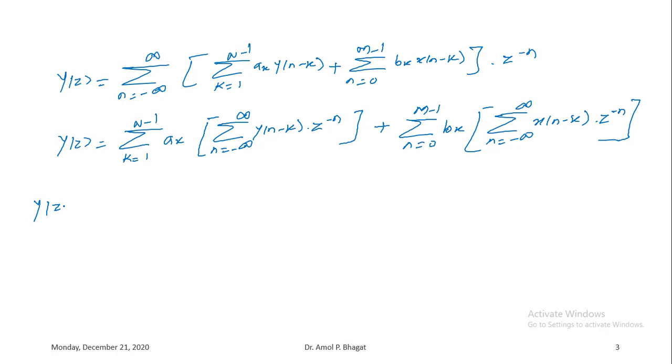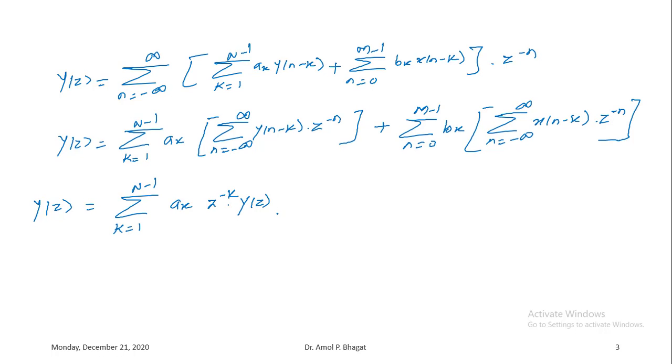Right? So here you can again see that summation n minus infinity to infinity y of n minus k into z to the power minus n is nothing but the formula for the z transform of y of n minus k. And as per the time shifting property of the z transform, you can simply write down the z transform of y of n minus k as y of z, that is the z transform of y of n, multiplied by z to the power minus k, right?